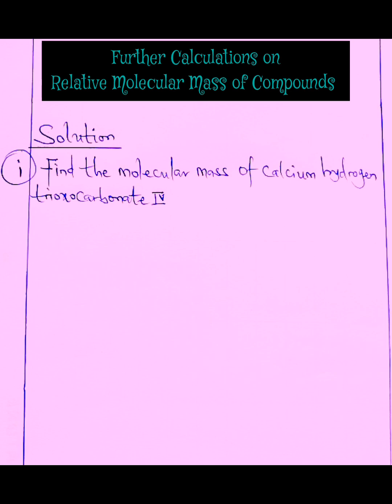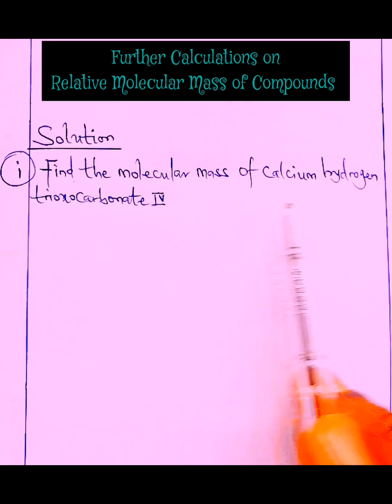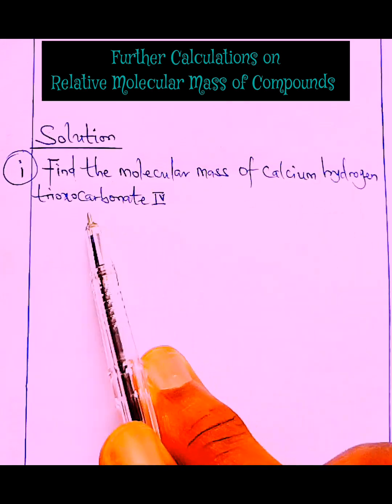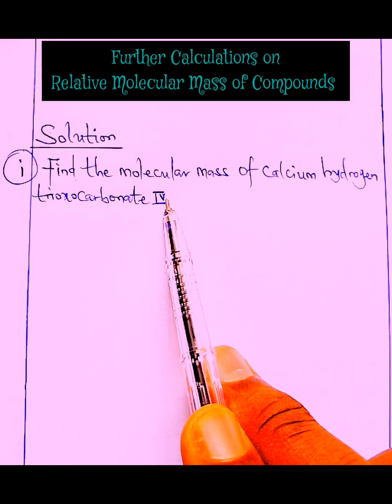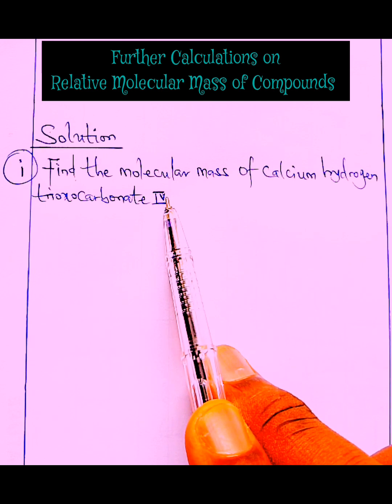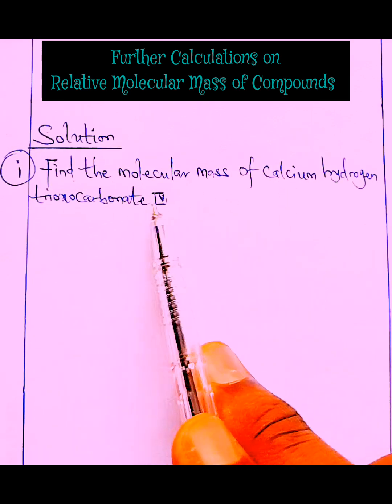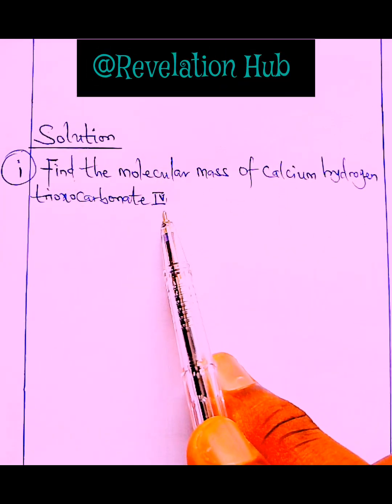So this was the first question we were given as a take home. Number one, find the molecular mass of calcium hydrogen trioxocarbonate IV. Now, before one could get the molecular mass, it's very important to be able to write out the chemical formula for this compound successfully. So, how do we write calcium hydrogen trioxocarbonate IV? We've done this in one of our lessons.